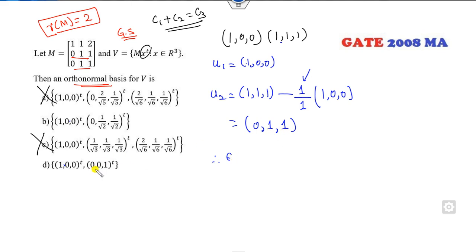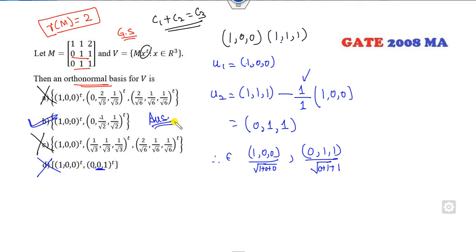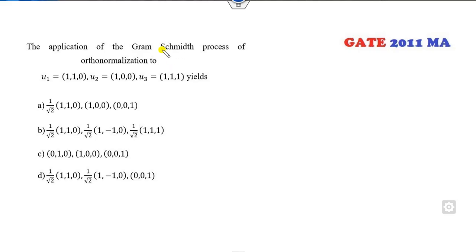Now 0 1 1. So 0 0 1. Here we need 0 1 1. So here is 0 1 1. So what is the right answer of this? The first value is this, you can divide by the square of 1 plus 0. The second value is 0 1 1 divided by the square of 0 1 1. That is the right answer of this problem. So Gram-Schmidt: whenever there is a question on orthonormal, always apply the Gram-Schmidt process.